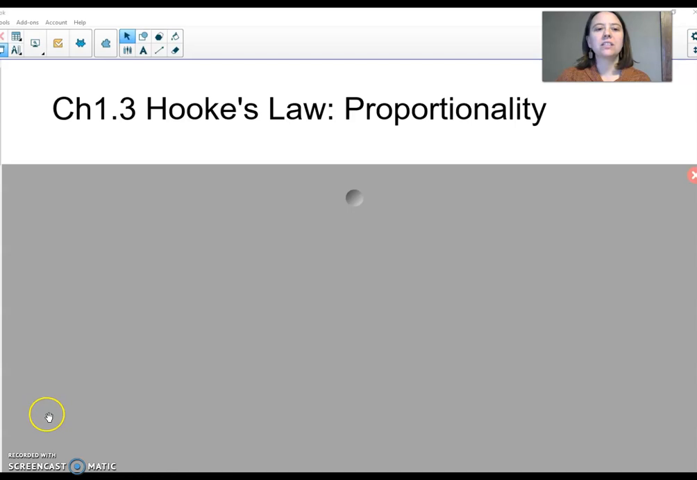Tomorrow, we're going to be taking notes on Chapter 1.3 and then trying our hand at Hooke's Law with some questions.